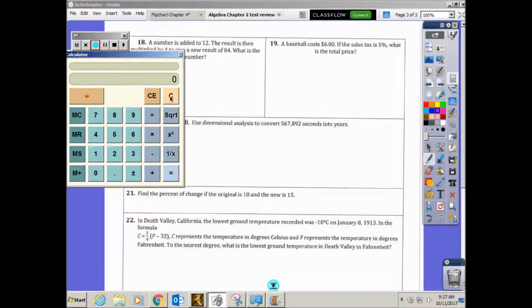Next one, this is a little bit easier. It's like a breath of fresh air. New minus original divided by original. And the new is 15. The original is 10. Divided by 10. 15 minus 10 is 5. Over 10 is 1/2. And as a percent, that's 50%. If you did it in the calculator, 5 divided by 10 is 0.5. You would move the decimal 2 spaces and get 50%.